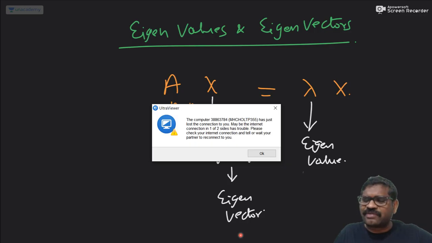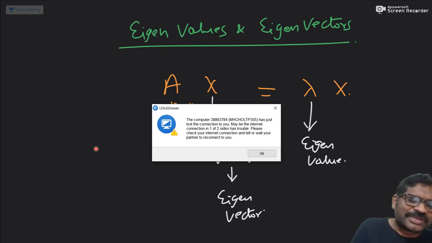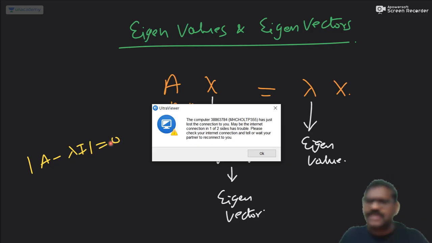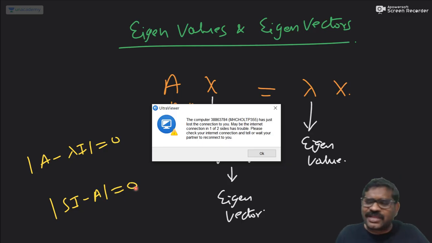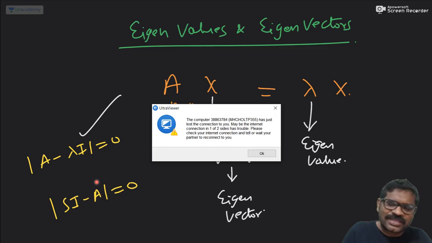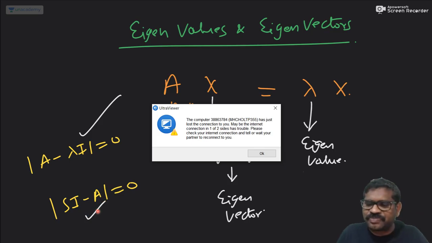Sir, how to calculate eigenvalues? You are going to use the concept determinant of (A minus lambda I) equal to 0. In mathematics, we use determinant of (A minus lambda I) equal to 0. In control systems, you are going to use determinant of (sI minus A) equal to 0. Whether you write determinant of (A minus lambda I) equal to 0 or determinant of (sI minus A) equal to 0, the characteristic equation is the same, the roots are the same. This is our practice, this is your practice. Both give the same roots.